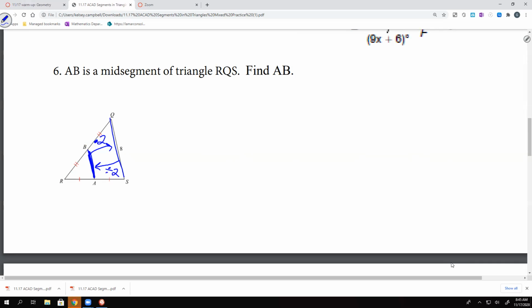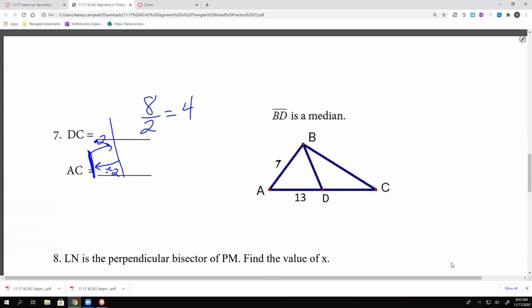Okay, so y'all, what's 8 divided by 2? 4. And then think of it the other way. 4 times 2 is 8. Okay, so it depends upon what you have. If you're going from the big one to the small one, you're going to divide. If you're going to go from the small one out to the big one, you're going to multiply. And it's by 2 because it's a mid-segment, it's halfway down.